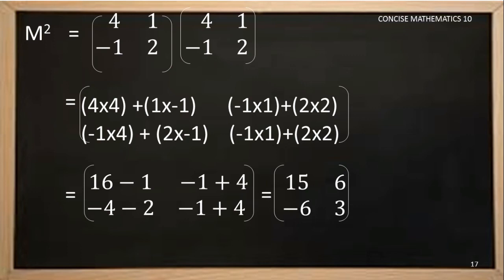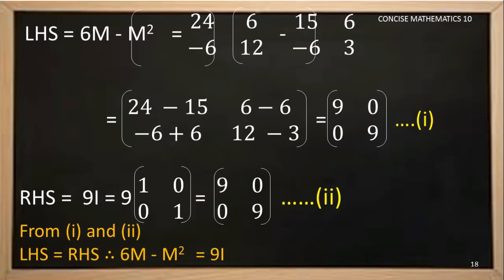Let us move on to the elements of the left hand side. Left hand side, it is said as 6M minus M square. Children, the bracket has come this side. Try to identify and keep the bracket in the proper place. 6M minus M square. Consider the elements of 6M. Subtract with the corresponding elements of M square. So let us subtract corresponding elements.